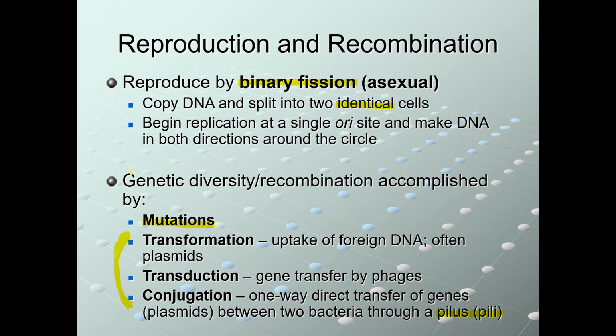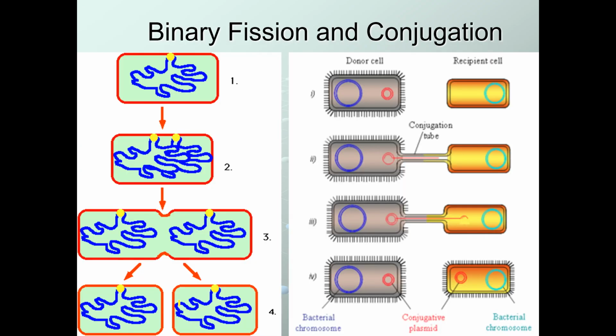So once again, through reproduction alone, bacteria do not generate diversity, but by mutations or gene transfer, they are able to shake up the genome a little bit. So transformation is taking it in from the surroundings, transduction is a transfer by viruses, and conjugation is an exchange of plasmids through a sex pilus. Okay, so these are definitely some terms to know.